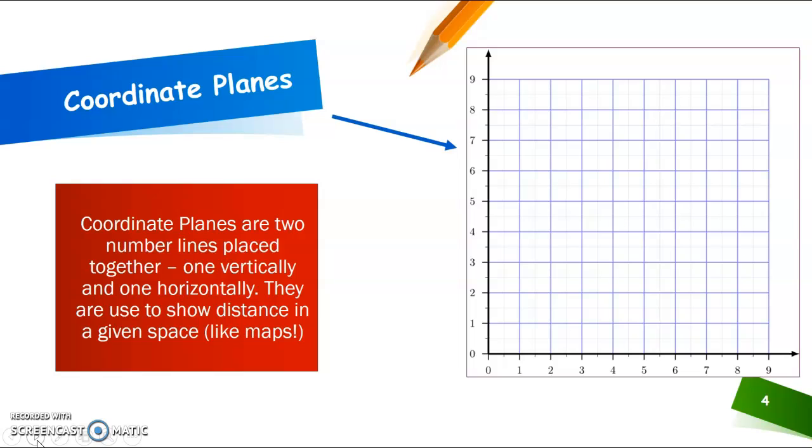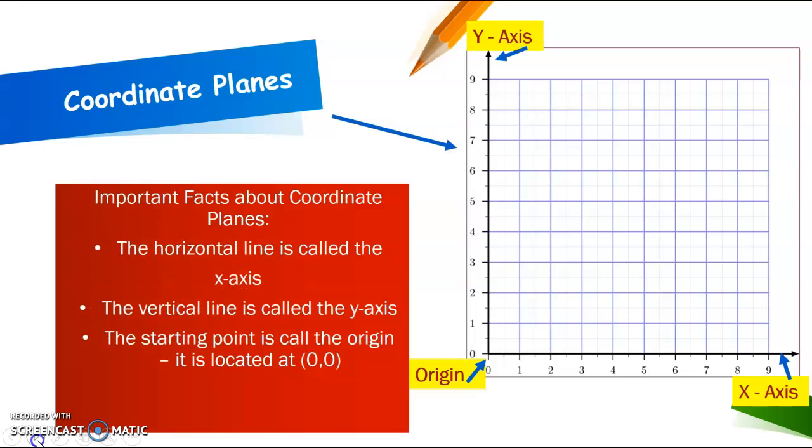So coordinate planes are two number lines placed together, one vertically and one horizontally, and they are used to show distance in a given space, as I had already mentioned, particularly in maps. So important facts to know about coordinate planes. There is a horizontal line, the one that goes left to right, and that is called the x-axis. There is a vertical line that goes up and down, and that is called the y-axis. And there's a starting point. There always has to be a starting point, and the starting point is called the origin.